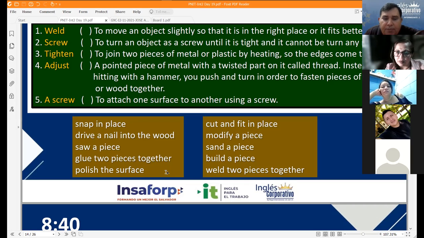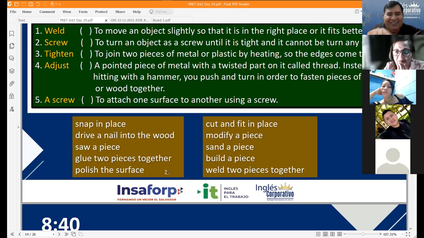Then cut and fit in place. Cut and fit in place. To cut, fit in place, right? Modify a piece. Modify a piece. Sand. Teacher, what is sand? I don't remember the word in Spanish, but there is a type of paper that has sand on it. And when you want the wood to be nice and smooth, you pass that paper. Or when you want to remove paint, you use the sandpaper and you remove the paint by friction.